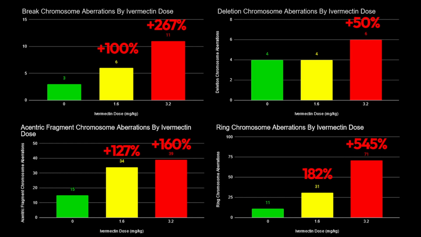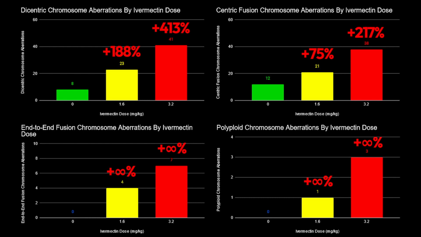So the next category, the next chart, acentric fragment chromosome aberrations, plus 127% for 1.6 milligrams per kilogram body weight of ivermectin, and up 160% for 3.2 milligrams per kilogram. And then we have the dicentric chromosome aberrations by ivermectin dose. With 1.6 milligrams per kilogram, it's up 188% from the control. With 3.2 milligrams per kilogram, it's up 413%.